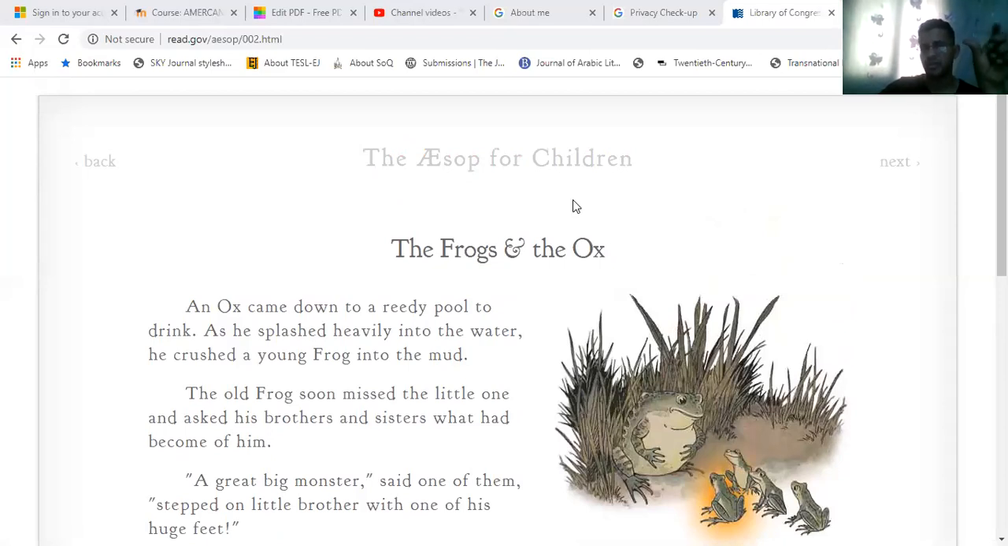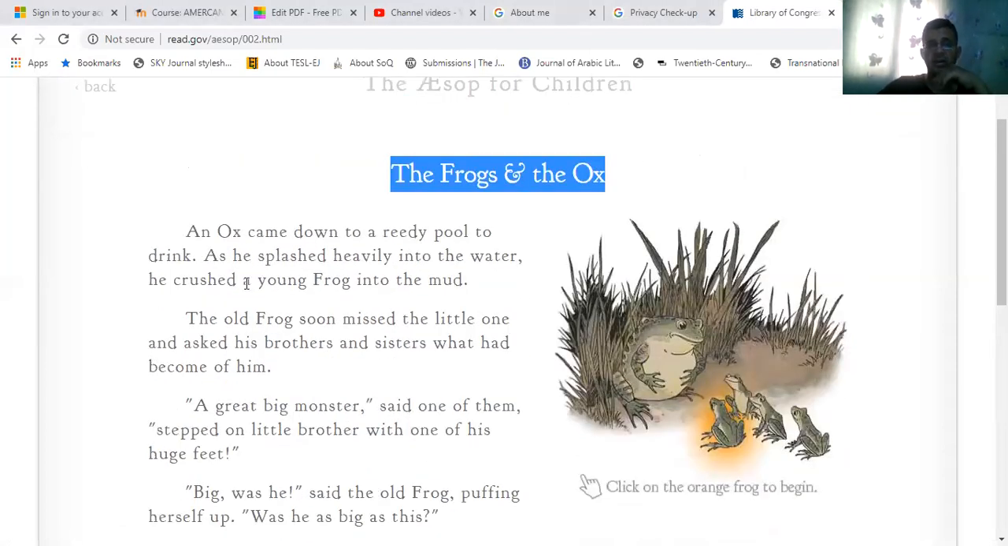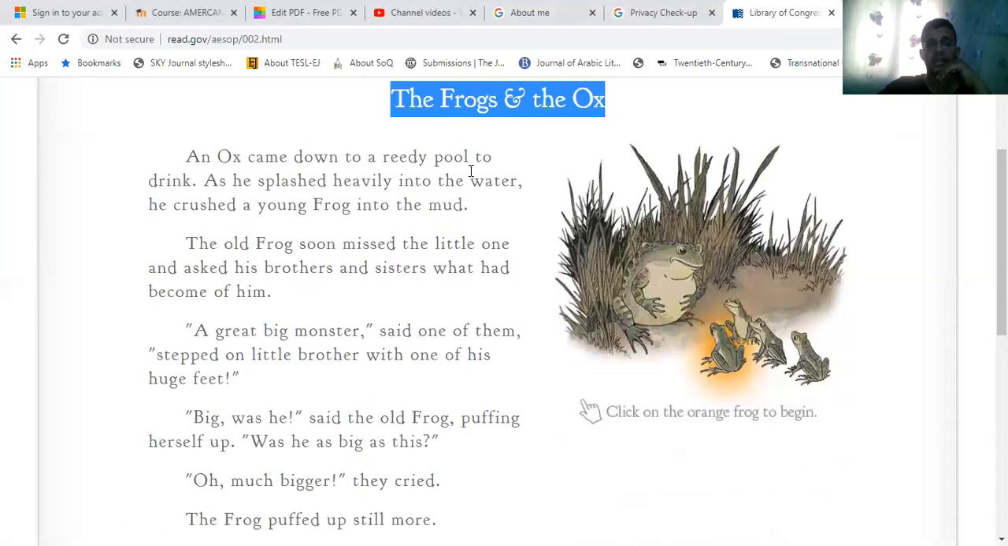These are very short stories that talk about a very limited topic. Here, the story is about the frogs and the ox. Okay, so an ox came down to a reedy pool to drink. As he splashed heavily into the water, he crushed a young frog into the mud. The old frog soon missed the little one and asked his brothers and sisters what had become of him. So here we have a frog missing one of the little frogs because an ox smashed him. And that's a very terrible incident.